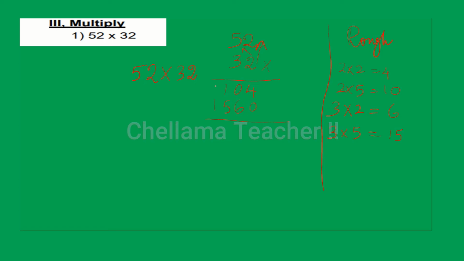To avoid confusion, you can put 0 here. Then you can add these two numbers. 4 plus 0, 4. 0 plus 6, 6. 1 plus 5, 6. And then 1. So the answer is 1664.